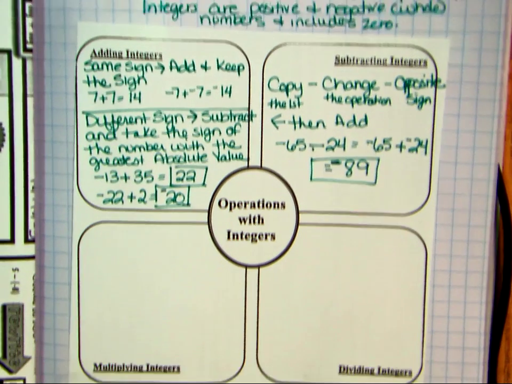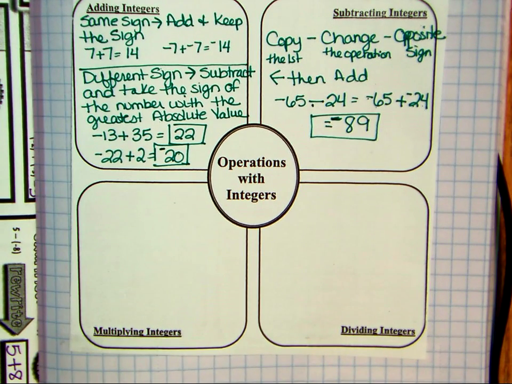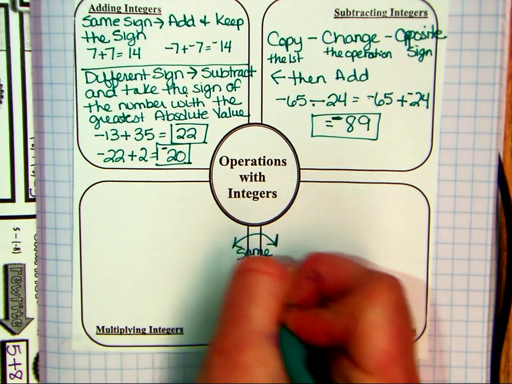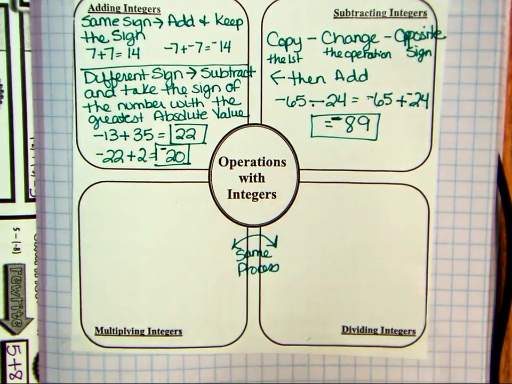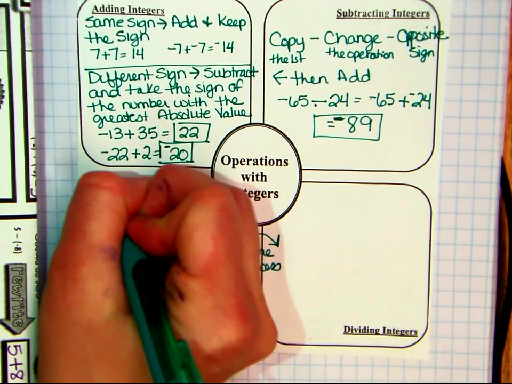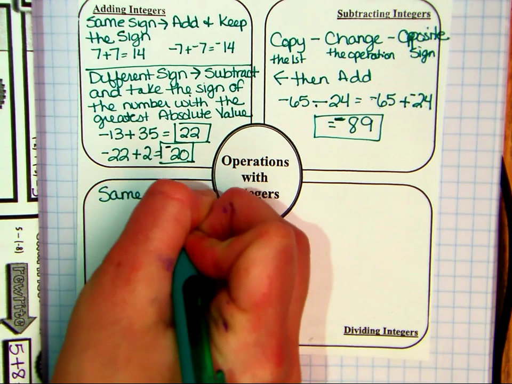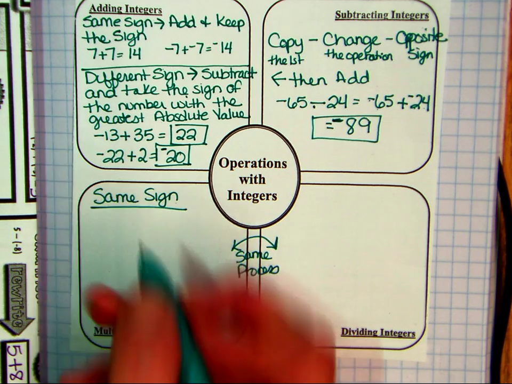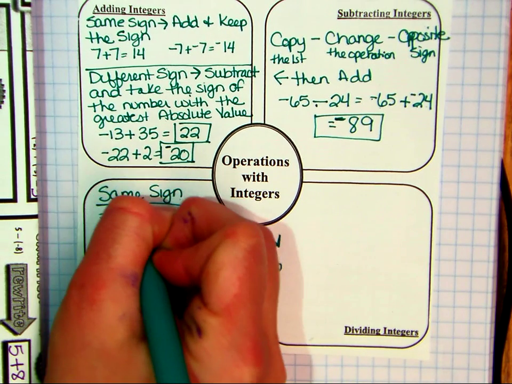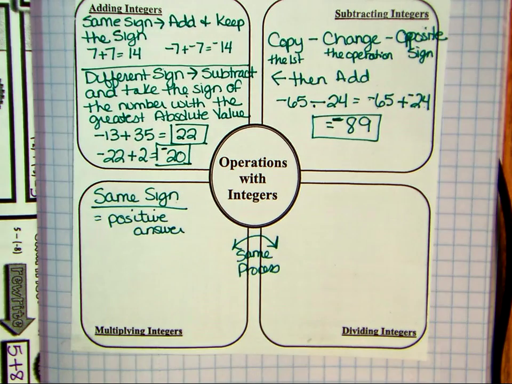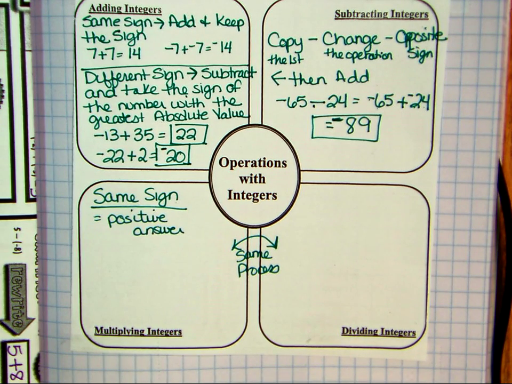Now let's talk about multiplication and division. Multiplication and division have the same process. Okay? So I'm going to start off with if we have the same sign. And remember, it doesn't matter if we're multiplying or we're dividing. This would apply to both of them. So if we have the same sign, we're going to get a positive answer. It doesn't matter if it's the same both negative or the same both positive. The answer will always be positive.